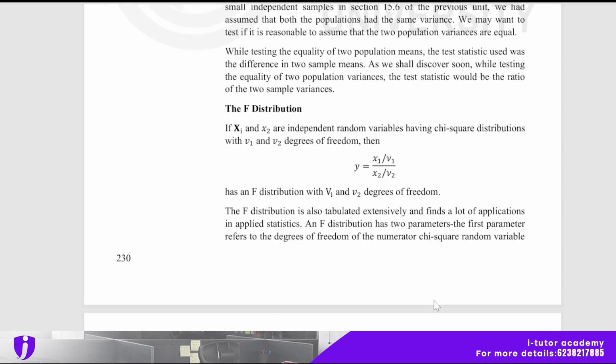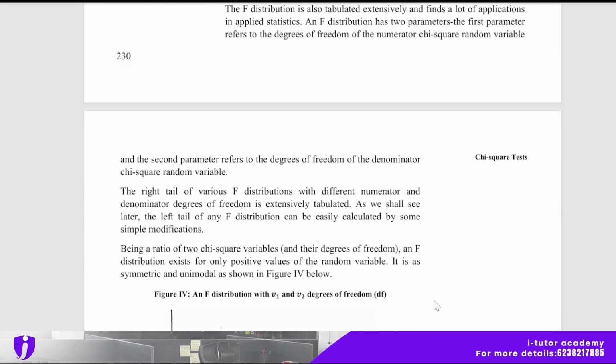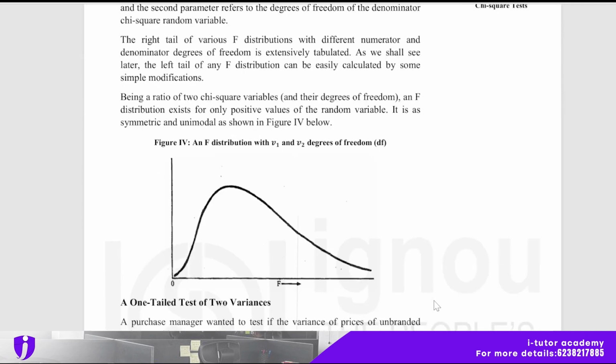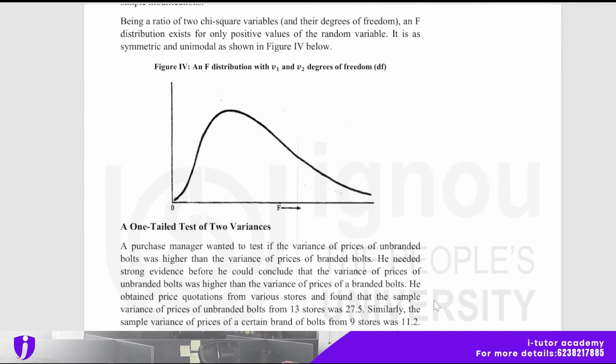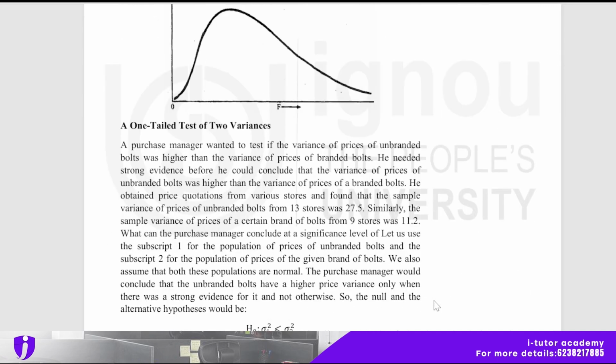So the F distribution is here, and the next figure is here, an F distribution with V1, V2 degrees of freedom, and a one-tail test of two variances. A purchase manager wants to test if the variance of price of unbranded bolts is higher than the variance of price of branded bolts. So he needs strong evidence before he could conclude that the variance of price of unbranded bolts is higher than the variance of price of the branded bolts.